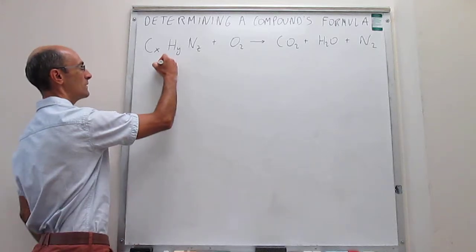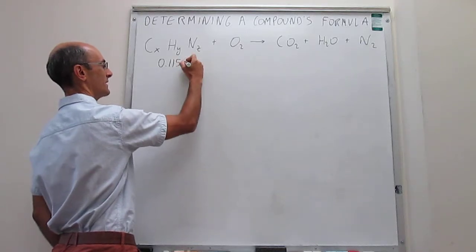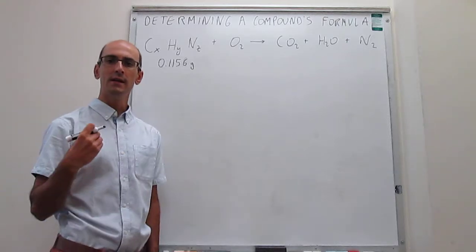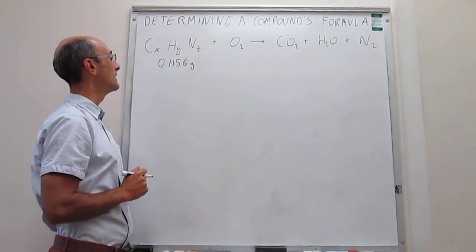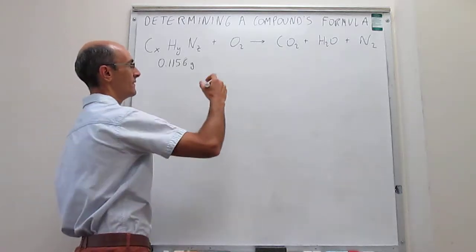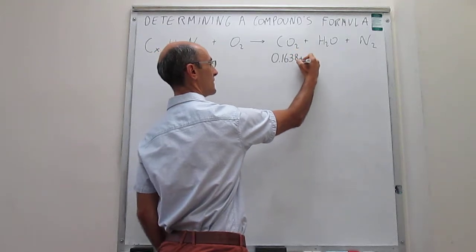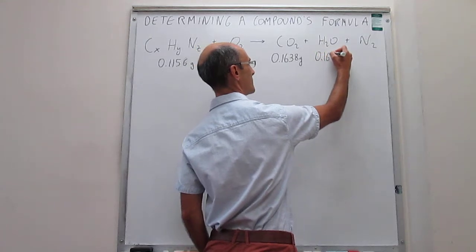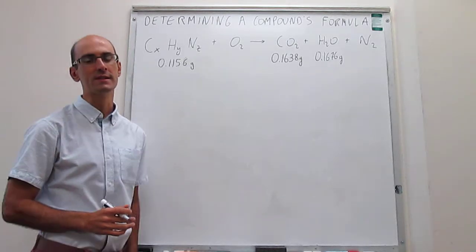We're going to start with a mass of 1.156 grams of the unknown compound. Then we burn it with oxygen, and we're assuming that the reaction goes to completion, so there's none of these reagents left at all. Everything is going to be products. When that happens, we find that the mass of CO2 formed is 0.1638 grams, and the mass of water formed is equal to 0.1676 grams. We don't need to know the mass of nitrogen, as you will see in just a little bit.